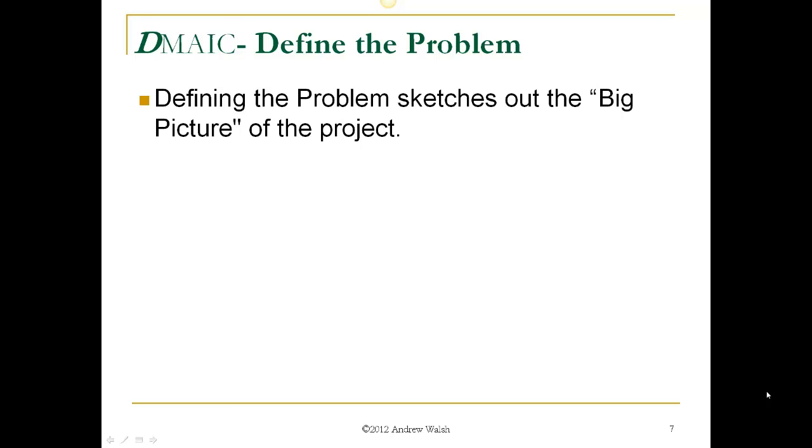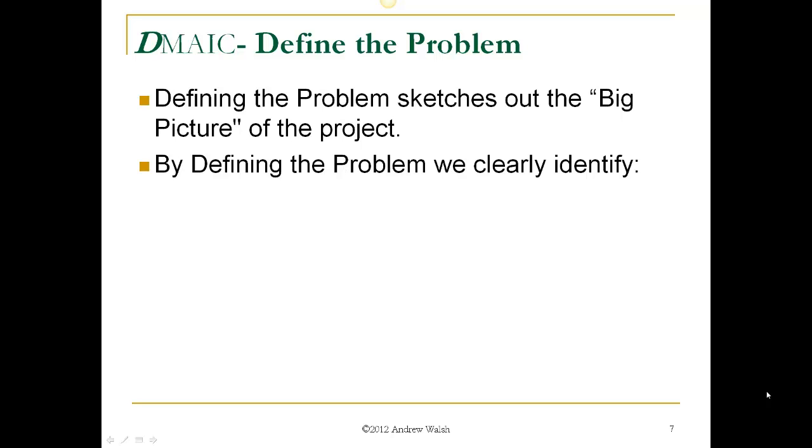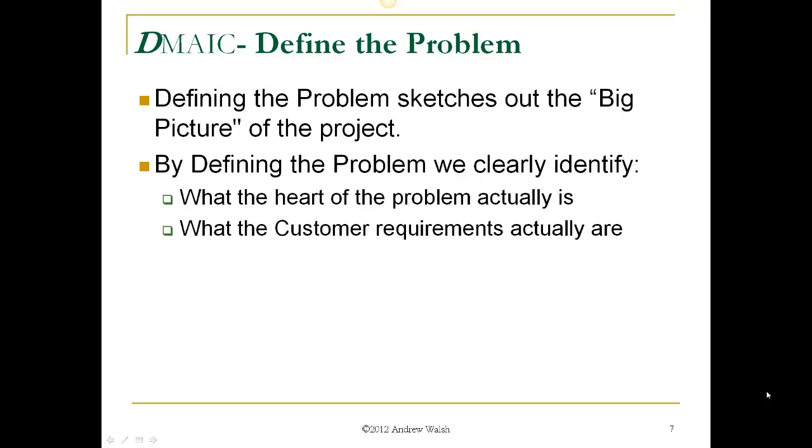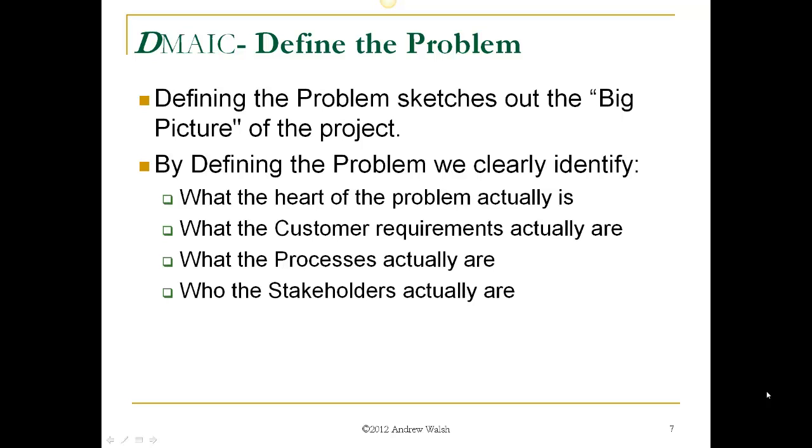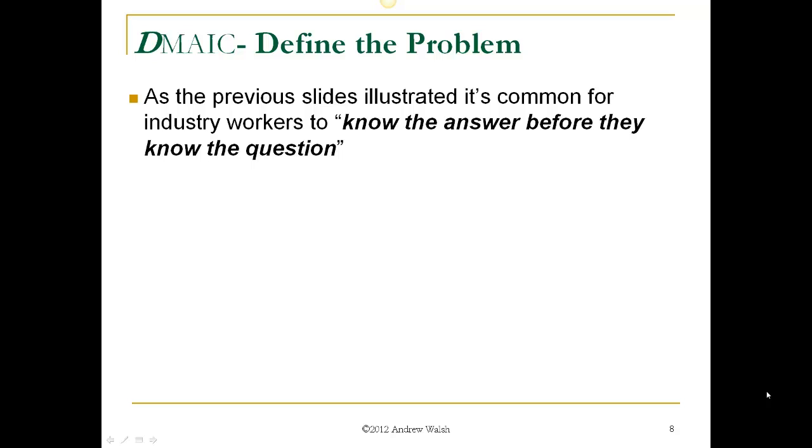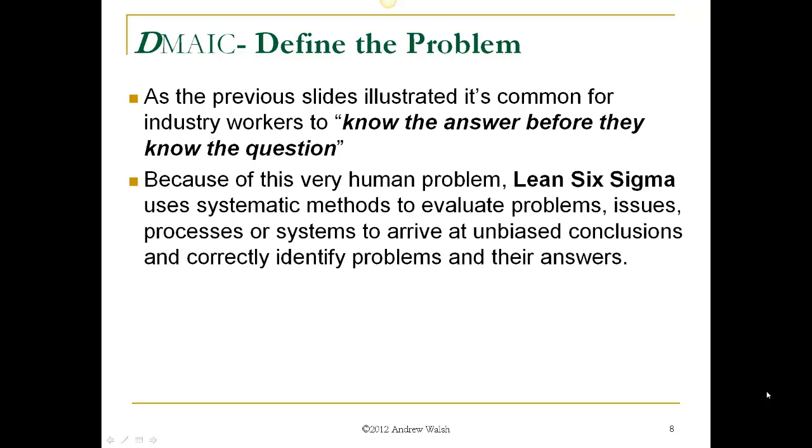Defining the problem sketches out the big picture of the project. By defining the problem, we clearly identify what the heart of the problem actually is, what the customer requirements actually are, what the processes actually are, who the stakeholders actually are, and who the process owners actually are. As the previous slides illustrated, it's common for industry workers to know the answer before they know the question. Because of this very human problem, Lean Six Sigma uses systematic methods to evaluate problems, issues, processes, or systems to arrive at unbiased conclusions and correctly identify problems and their answers.